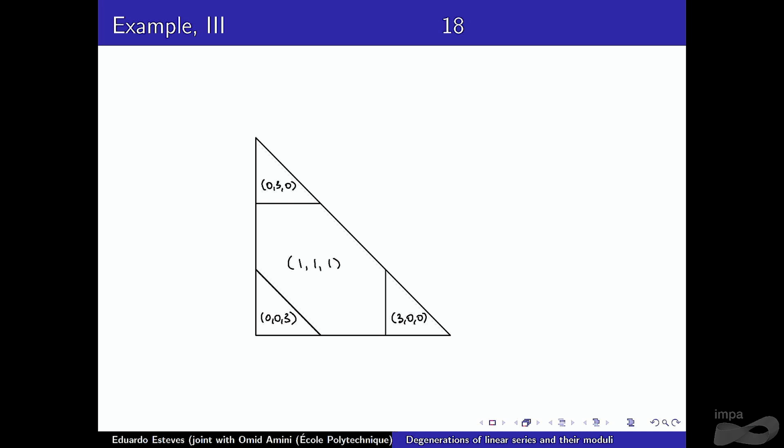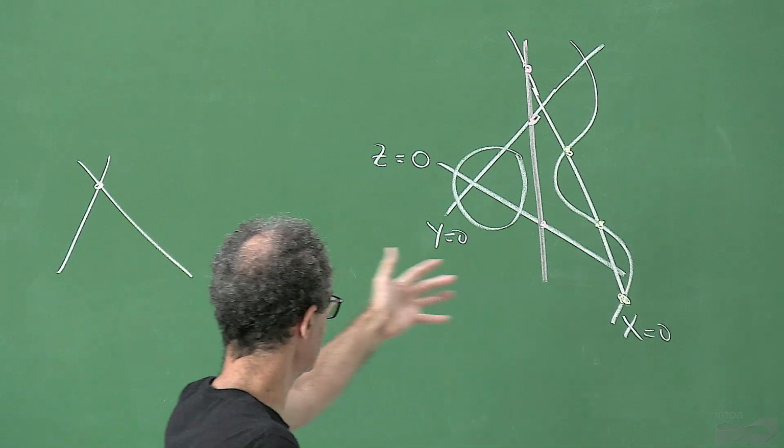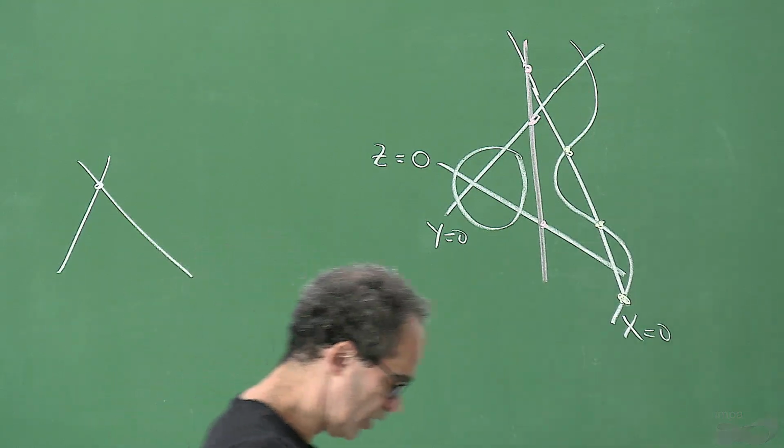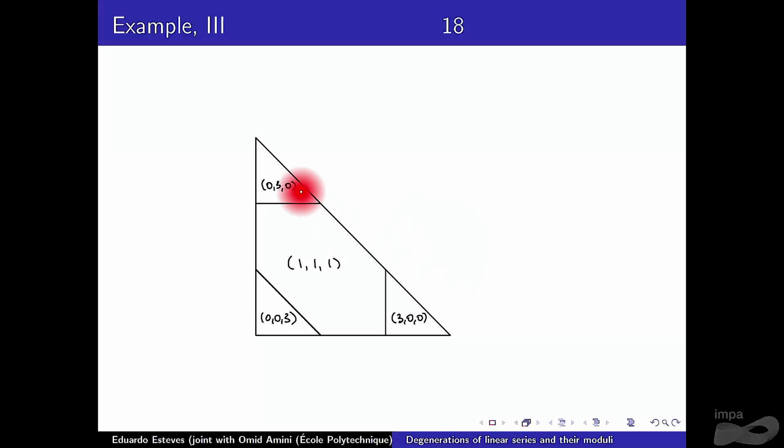So this 1, 1, 1 is the polytope associated to the system of lines that degenerate to the system of lines. But also you have the polytopes associated to these other degenerations that give you the 3 points on one of the components. And there are 3 components. So that's the polytope decomposition of the vector spaces. We're going to come back to this picture.